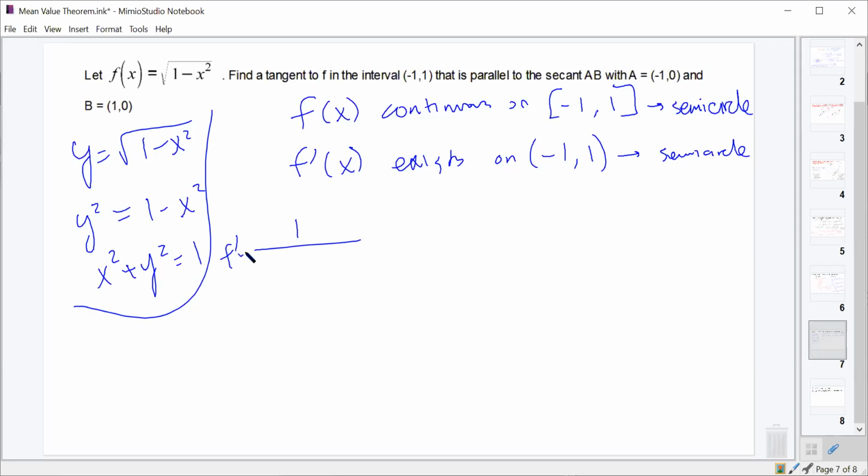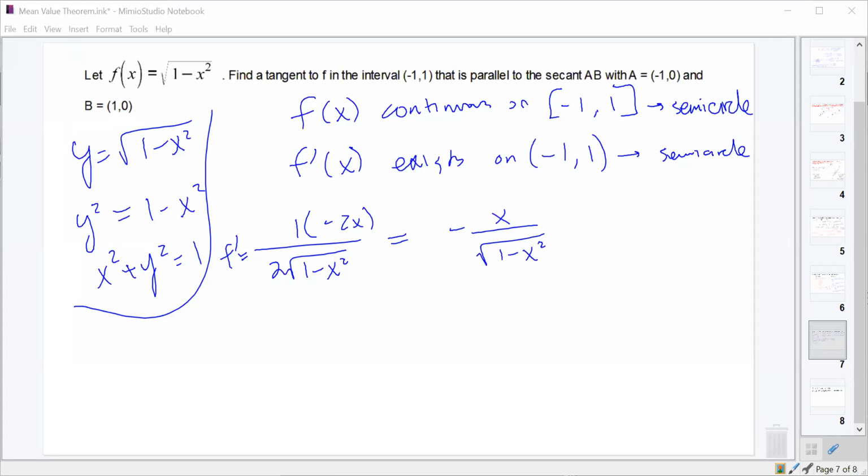F prime equals 1 over 2 root 1 minus x squared times the derivative of negative x squared. So we get negative x over root 1 minus x squared. And the only values that would make this undefined are numbers greater than or equal to 1 or less than or equal to -1. And none of that is on this domain. This is the open interval from -1 to 1. So the fact that this is undefined at 1 is okay, and the fact that it's undefined at -1 is also okay. Good or no?